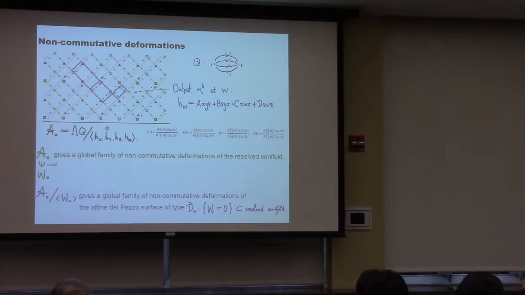Okay, now again, you can consider non-commutative deformation. It is just the same story, so I'm not going to say it in detail. You just deform the Lagrangian again, and then the weakly unobstructed relations get deformed, and you have this non-commutative deformation, and this gives a global family of non-commutative deformations of the resolved conifold. So A_u can be regarded as a deformation of the resolved conifold. And then you quotient by W_u, so this is also a deformation of the affine del Pezzo surface of type D4 tilde. So this is the same story as the P1 case we picked. So this gives an application to the deformation quantization.